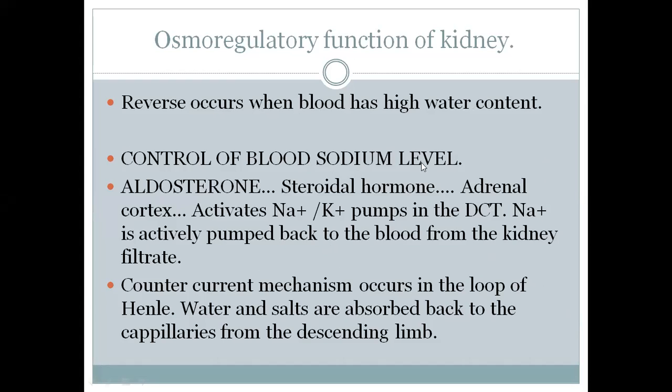The control of blood sodium level, now this is another hormonal control, aldosterone. It is a steroidal hormone. It is produced by the adrenal cortex. What is the function? It activates sodium and potassium pumps in the distal convoluted tubule. Sodium is actively pumped back to the blood from the kidney and the filtrate. I told you that these ions are very important in the nervous system function specifically because we will be studying it in the next chapter.